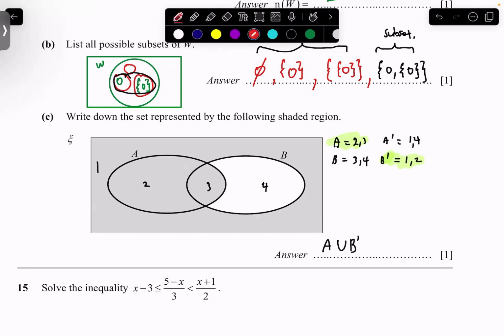Now another way, which is a little bit more confusing, is that you use these 2 and then you want the 4. So you take A complement intersect B, then you'll get 4. Then take the whole thing's complement, and you'll get 1, 2, 3.